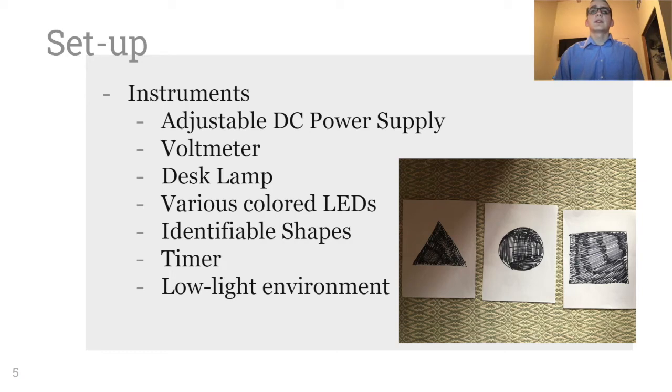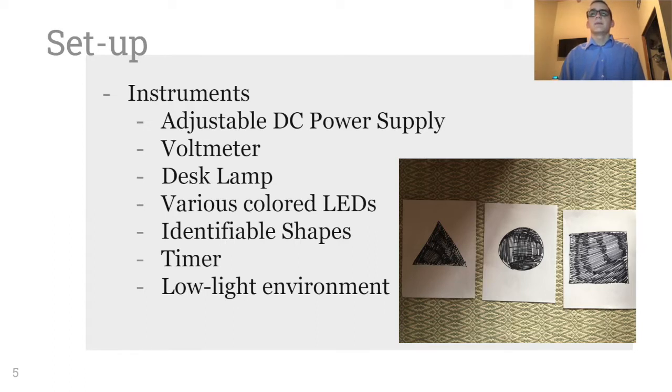The setup for this is I had a few different items that I was using. The first was an adjustable DC power supply. This is what was providing the electricity for the LEDs that I was using, in addition to giving me the ability to change the voltage. I also had to use a voltmeter in order to measure the voltage that I was using for each LED. I used a desk lamp to dilate my eyes to, say, a hallway brightness level, and various colored LEDs, which were shown in the last slide, in order to get different colors for my eye to dilate to.